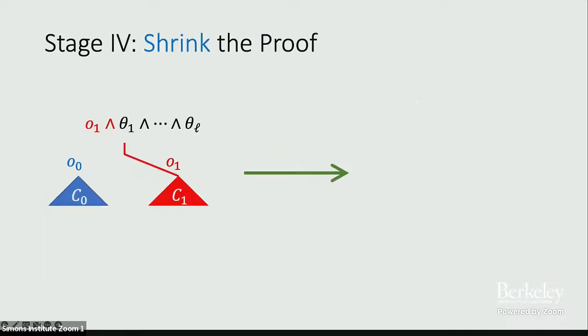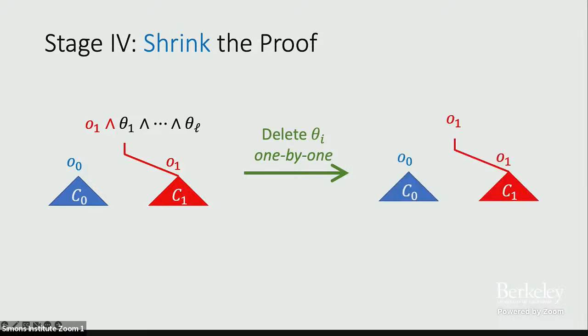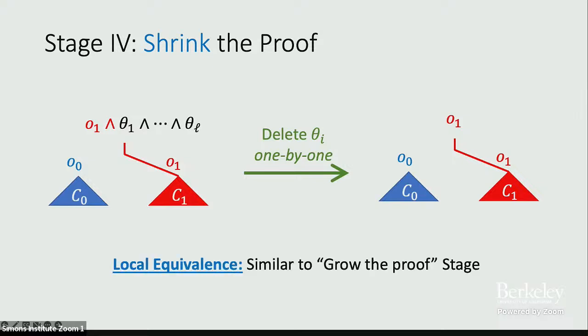And next, once I switch the output of the entire circuit to use O1, I can shrink this proof. So I can delete each line of the proof one by one in the reverse order that I added them. At the end of this stage, I can delete all of the proofs and obtain a circuit that has both C0 and C1 hardwired. And the output of the entire circuit is now set to be O1. So the functionality equivalence can also be argued in a local way, similar to the growing-the-proof stage.